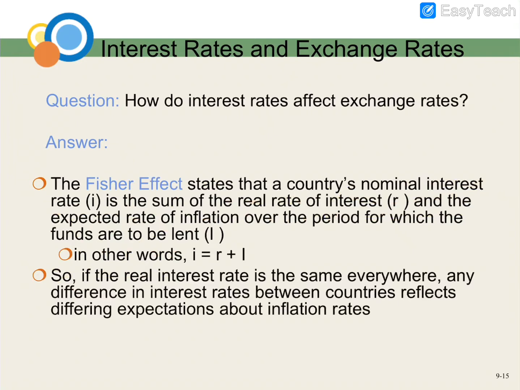How do interest rates affect exchange rate? There's the Fisher effect, which states that a country's nominal interest rate is the sum of the real rate of interest and the expected rate of inflation over the period for which funds will be lent. So this is the formula for interest rate: nominal interest rate i equals r plus l. If the real interest rate is the same everywhere, any difference in interest rates between countries reflects differing expectations about inflation rates.